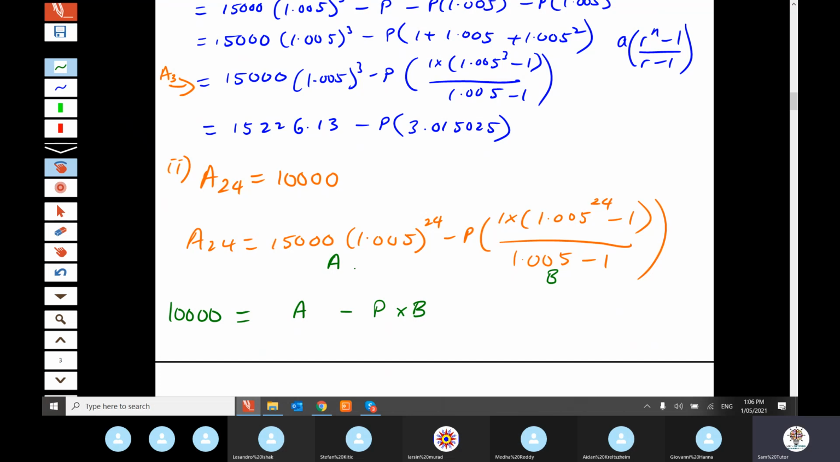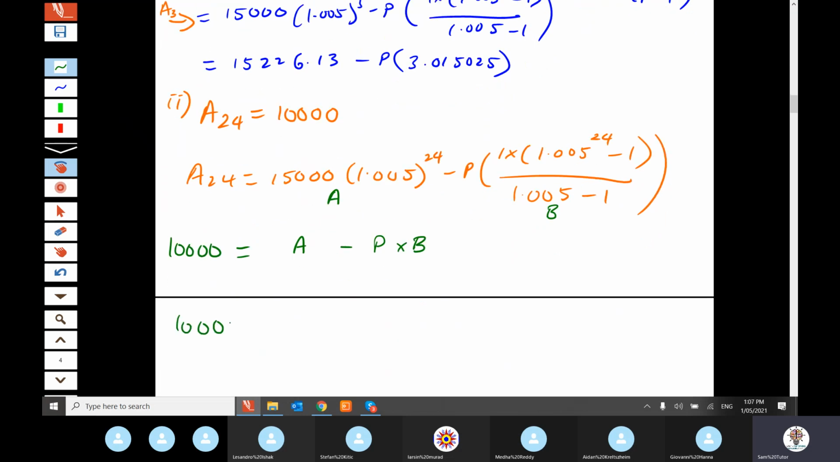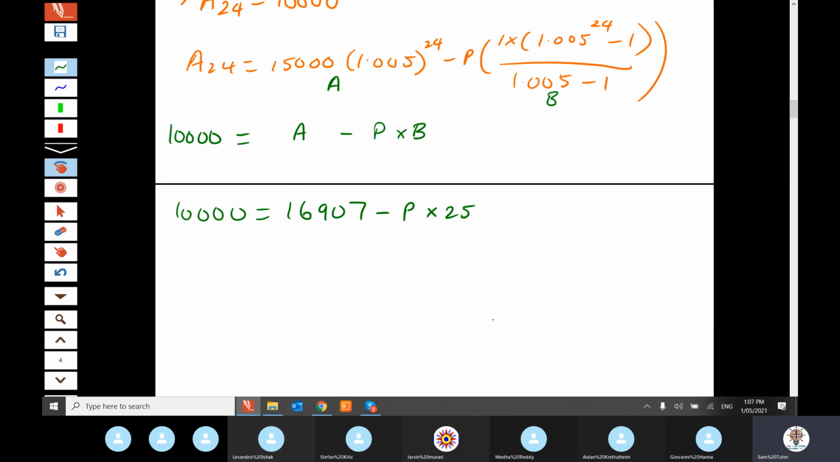Okay. Let's see what A is. A is 16,907. So A equals 16,907. I'm going to store that. Don't use rounded answers, which you can write, but don't use rounded. B is around 25. Shift store B.